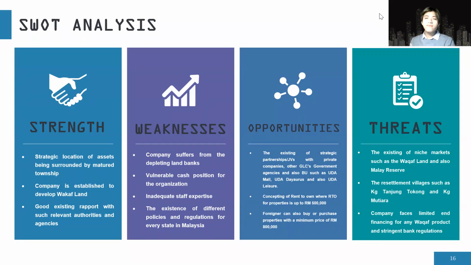Next, we have the weaknesses of UDA Holdings Berhad. Actually, the company suffers from a depleting land bank. Now, this has happened to most big organizations in the country of Malaysia. Next is the vulnerable cash position for the organization. Now, this point can be related to our next point, which is the inadequate staff expertise.